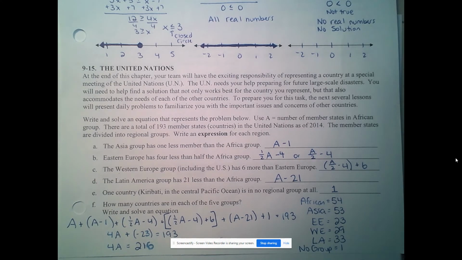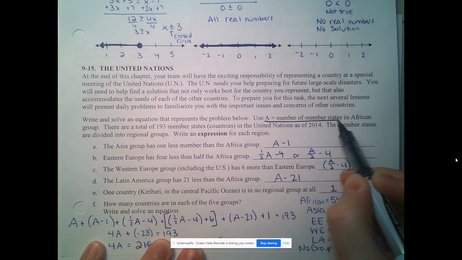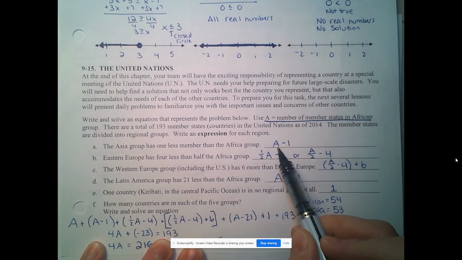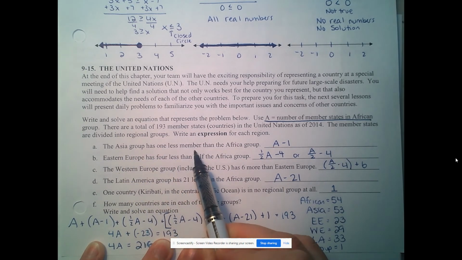Write and solve an equation that represents the problem below. Use A equals number of member states in African group. There are a total of 193 member states, countries in the United Nations as of 2014. The member states are divided into regional groups. So write an expression for each group. The Asia group has one less member than the African group. Well, you'll remember up here it said A equals number of members in African group. So A minus 1 would be the Asia group has one less member than the African group.